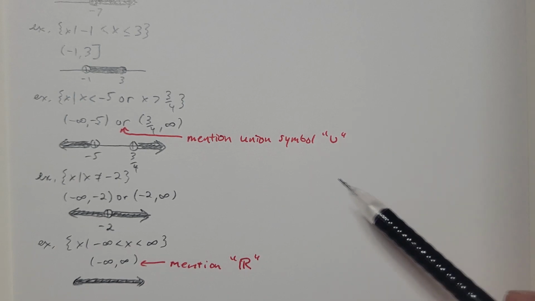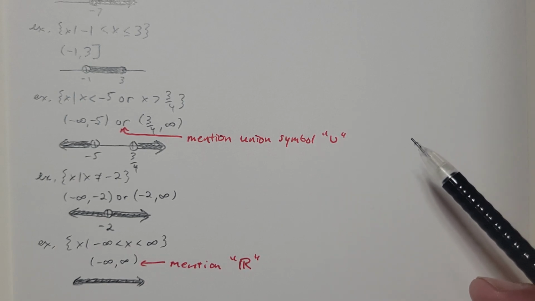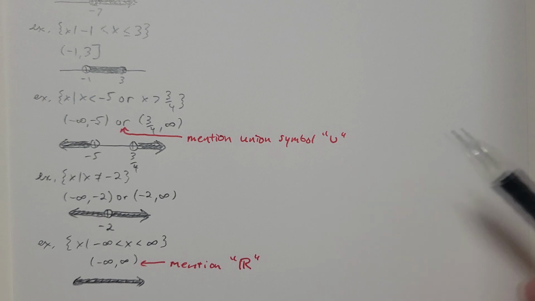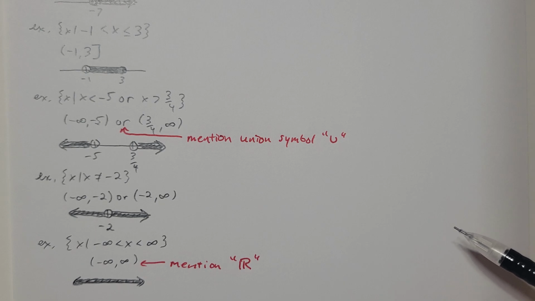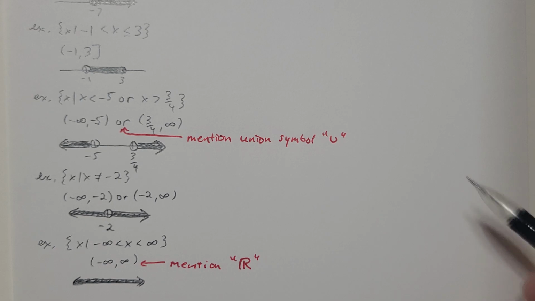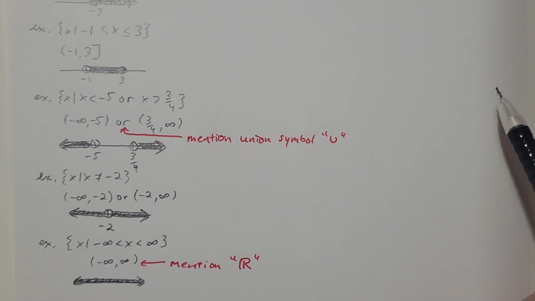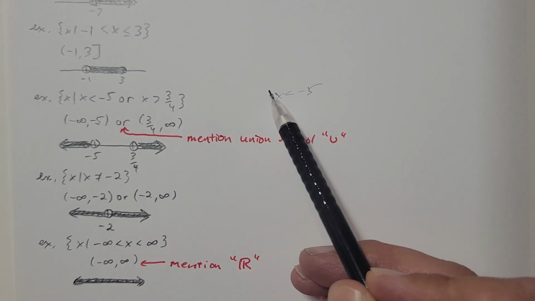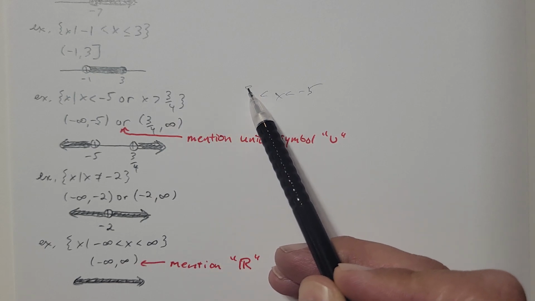Now, the union sign is a symbol that you can use in interval notation to take the place of the word or. Or is only 2 letters, so I'm gonna use or. But the union sign means the same thing. Now, if you have a set that contains the word or in it, it must contain the word or in your answer. Like if I were to write this down, say x is less than -5, right? And also x is bigger than 3/4.